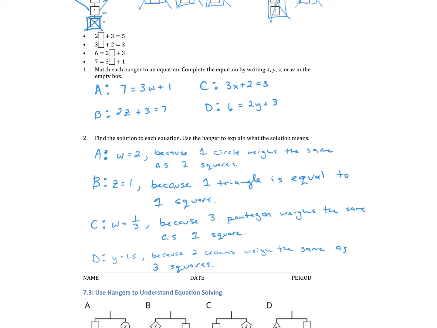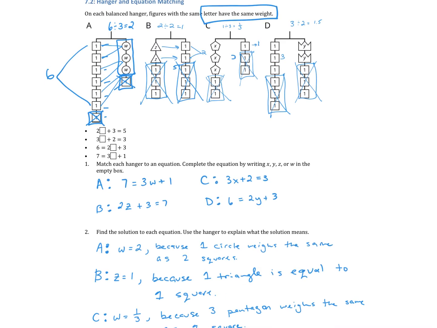So just remember, for each of these, when we were dealing with the hanger, our ultimate goal was to get the variables alone on the side that they're on, which often required us to remove something from that side. But you can't just remove that amount from one side because then your hanger becomes unbalanced. So you have to remove it from the other side as well.